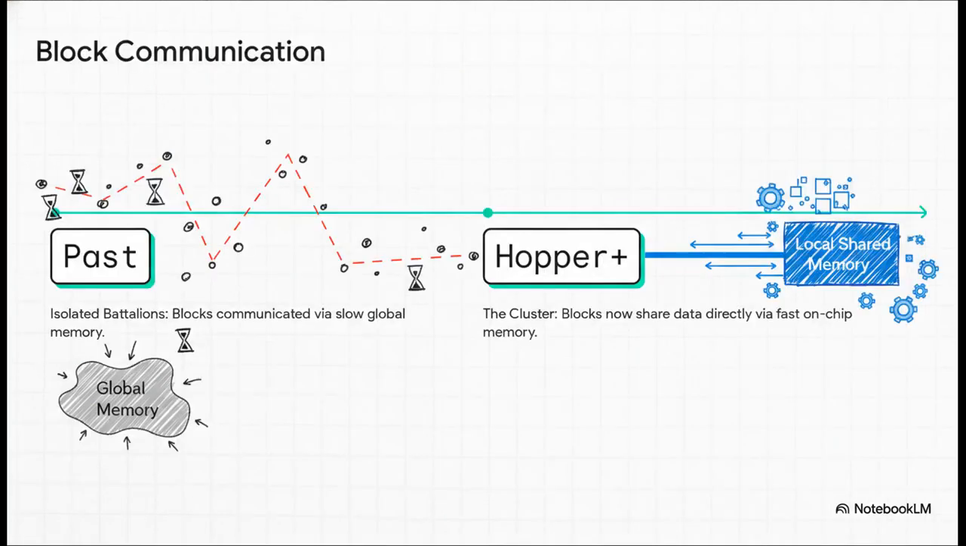So why was this necessary? Well, in the past, if one block of threads needed data from another block, it had to do this really long, slow round trip all the way out to the main GPU memory. But with clusters, blocks can now talk directly to each other's super-fast local memory. This is a complete game changer for algorithms that need more complex teamwork, because it keeps all that important data right there on the chip, right next to the action.